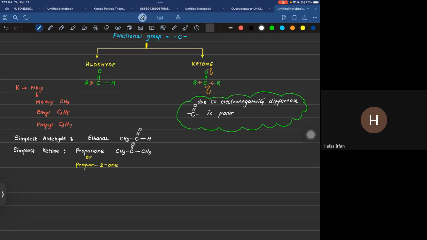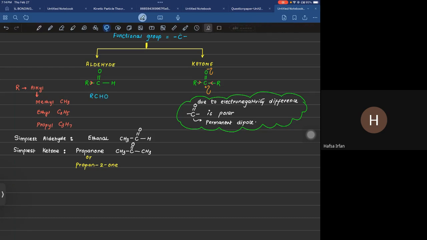So this is permanent dipole. I can say this is the polar one, right? Okay. So we can also write this as RCHO.